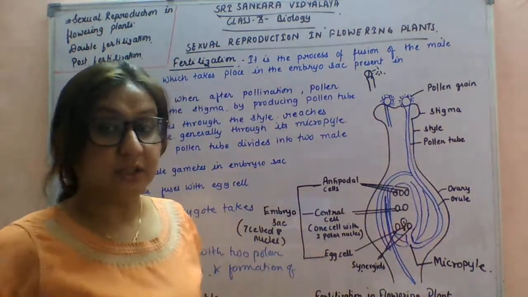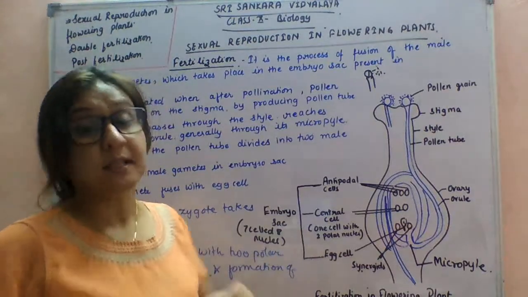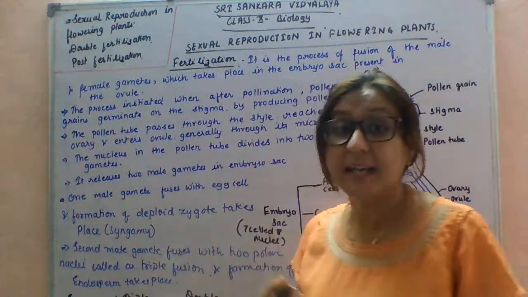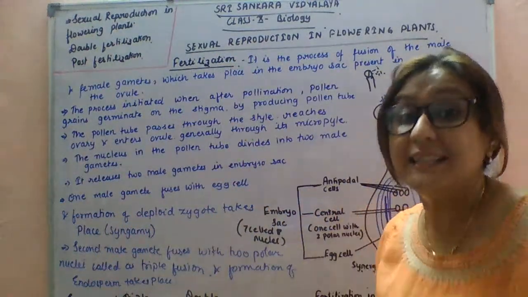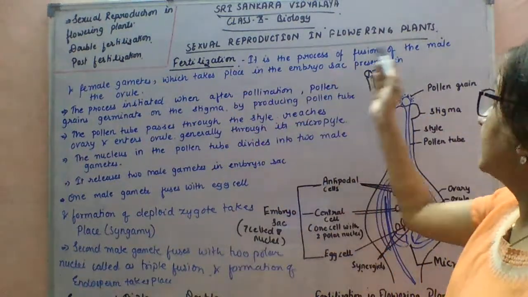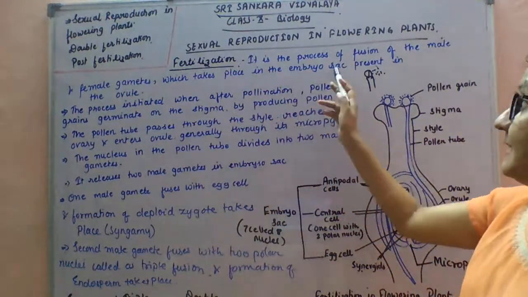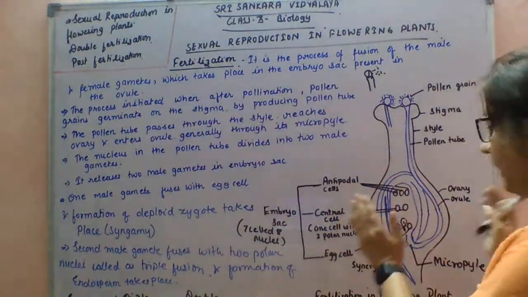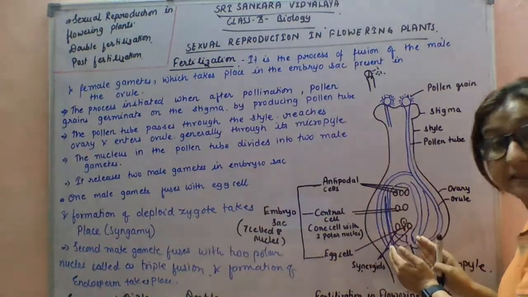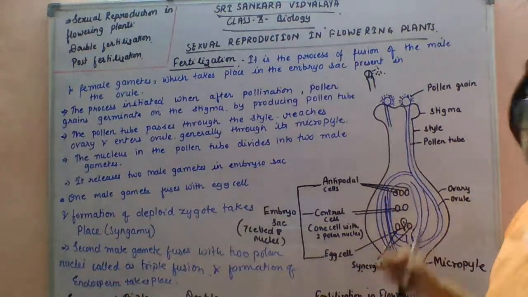Now the process of fertilization takes place. As you know, fertilization means the fusion of male gametes and female gametes. Now you study from here. It is the process of fusion of male gametes and female gametes, which takes place in the embryo sac present in the ovule. As I told you, fertilization takes place here in the embryo sac. As I explained, just go through it.